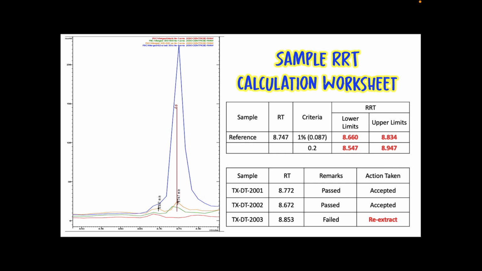Now, let's take a look at this sample RRT calculation worksheet. But before that, let's differentiate what is an RT and RRT. When we say RT, this refers to the retention time, which is the measure of time taken for a solute to pass through a chromatography column. It is calculated as the time from injection to detection.